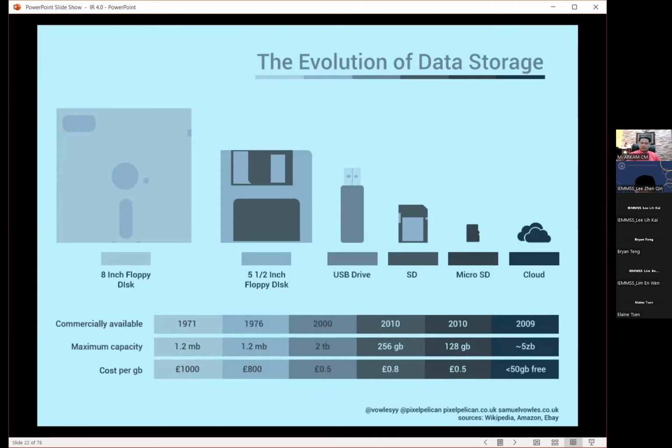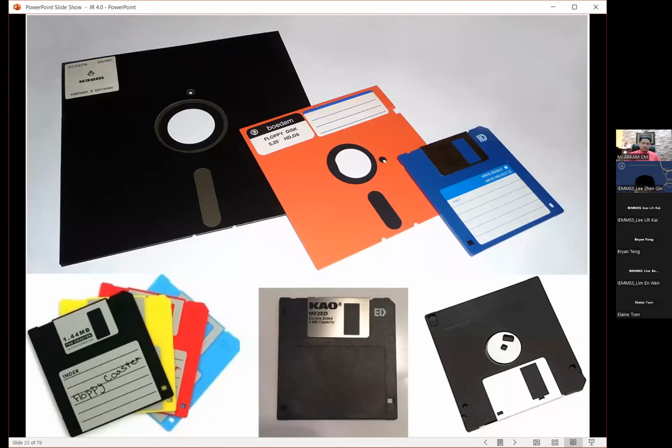And now USB drives are also very, very less used. We don't use them that much now. SD, micro SD, as well as cloud. And this is how it looks, the actual looks. This is an 8-inch floppy disk, and then we have a floppy disk about 5 inches, smaller. Then we go for this diskette. Now we name it as a diskette.